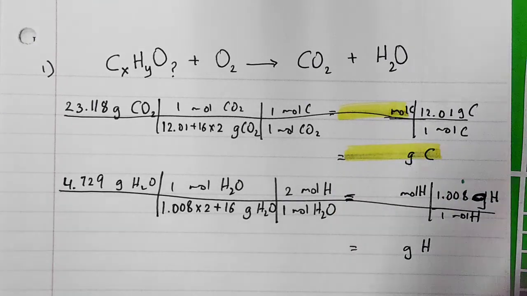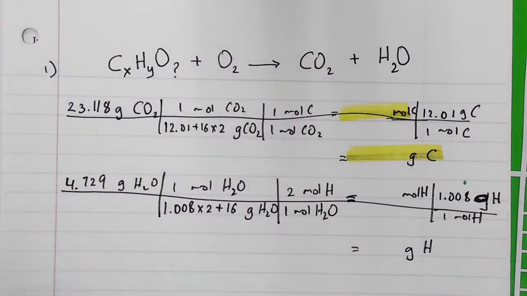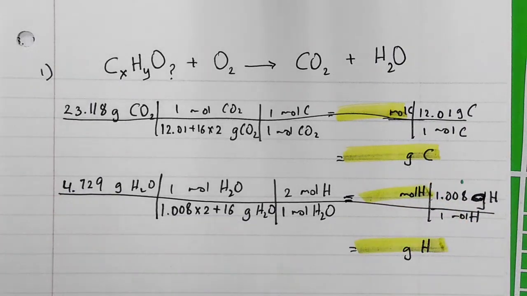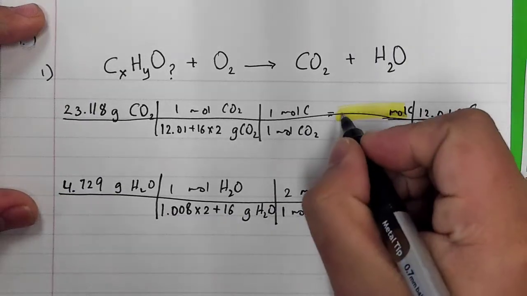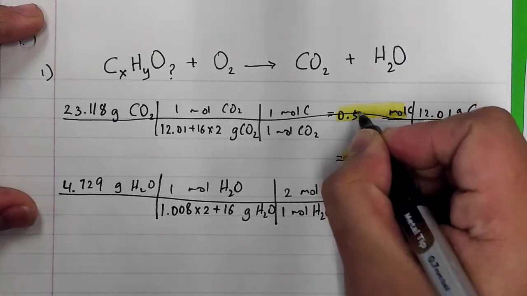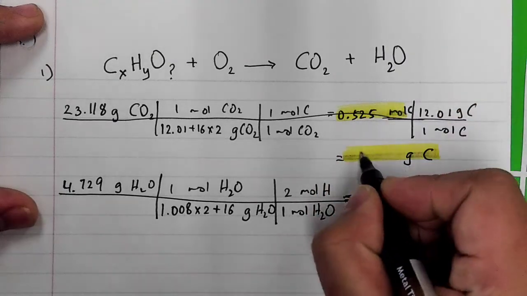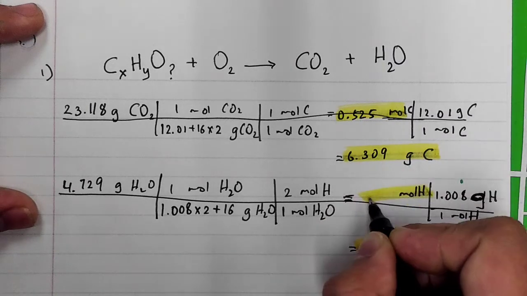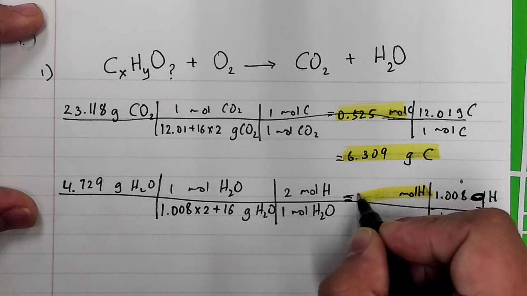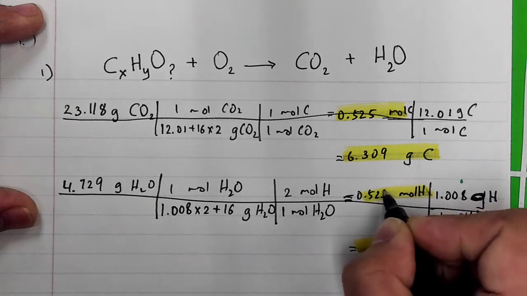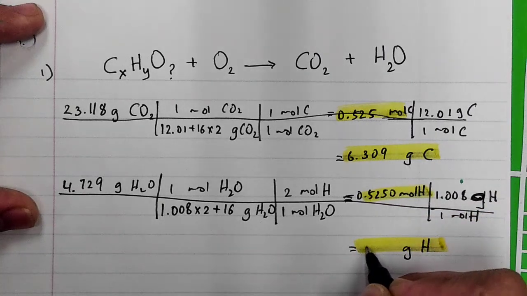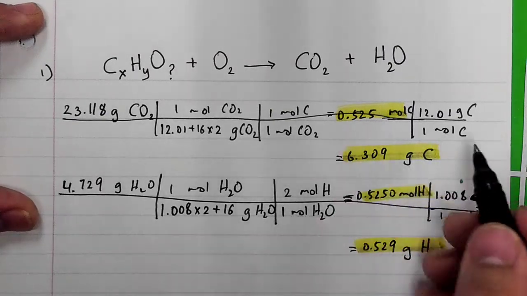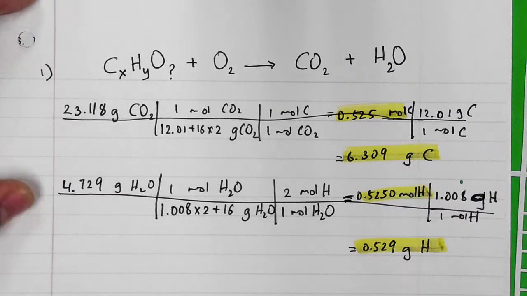So we're going to go ahead and compute this. I did that earlier, so I have the numbers: 0.525, 6.309, 0.5250, and 0.529. I cannot round off to less than 3 decimal places.